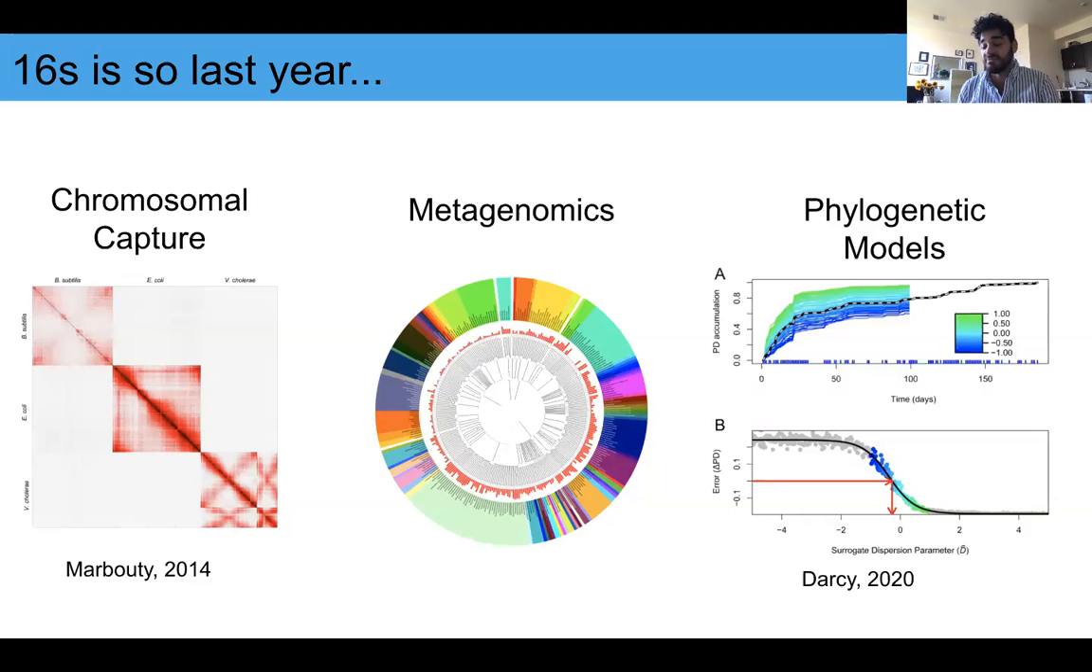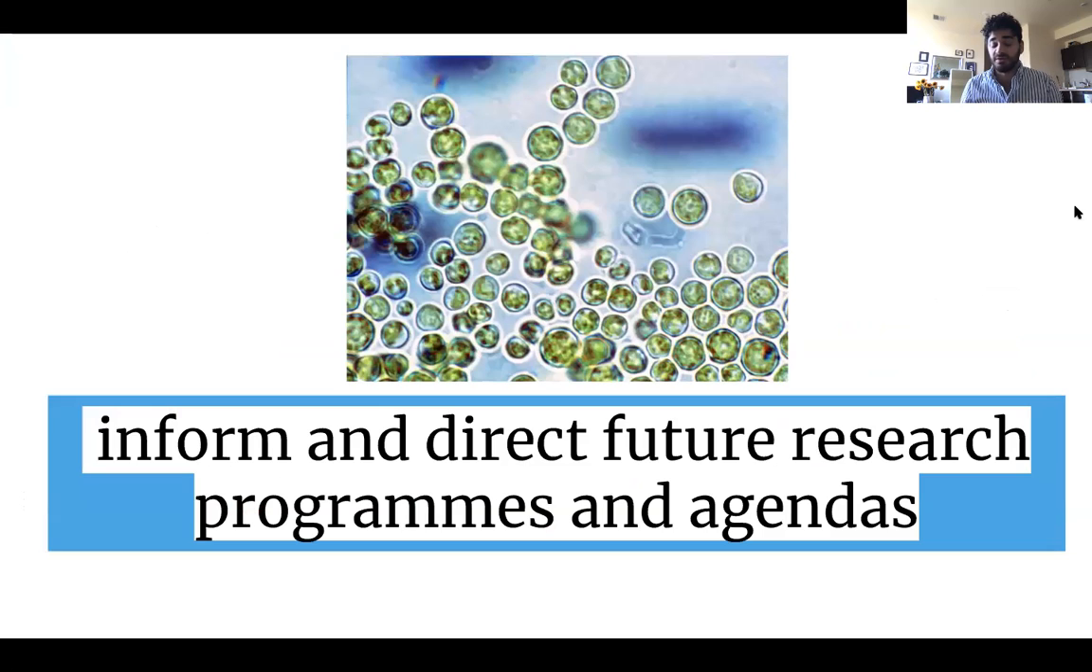And recently, some phylogenetic models have come out that have been applied to studies of the human microbiome that could also be applied to different environmental samples to help figure out these questions that I'm about to present to you. So keep in mind that there are a lot of really unique ways that we can do this that we just aren't. So the goal of all of this is to inform and direct future research programs and agendas and essentially just benefit humankind and human flourishing.